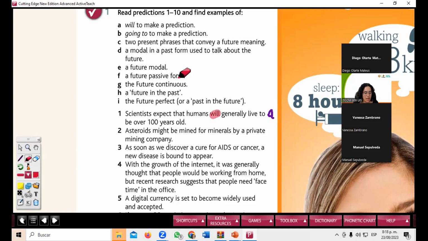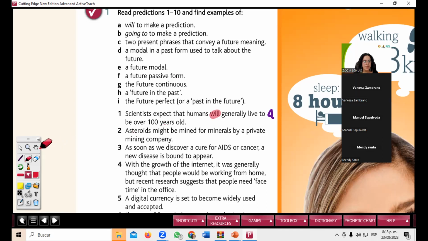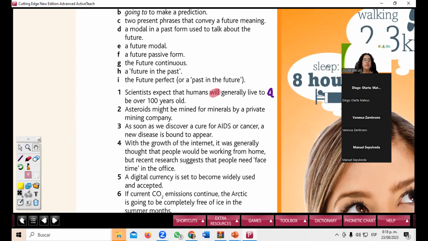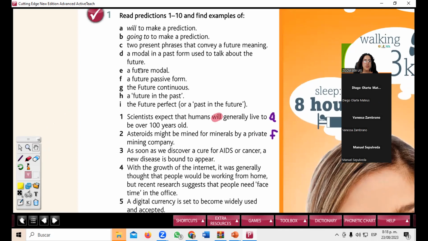Thank you, Diego. So number 2, please read it. Okay, number 2, asteroids may be mined for minerals by a private mining company. Is letter F a future passive form? Yeah, this is the letter F, a future passive form. And we can also say a future modal, okay? Might be. So we can also say letter E. Might is the modal, and this is the passive voice. Be might, okay? So we have both, F and E. Thank you, Diego, very good.